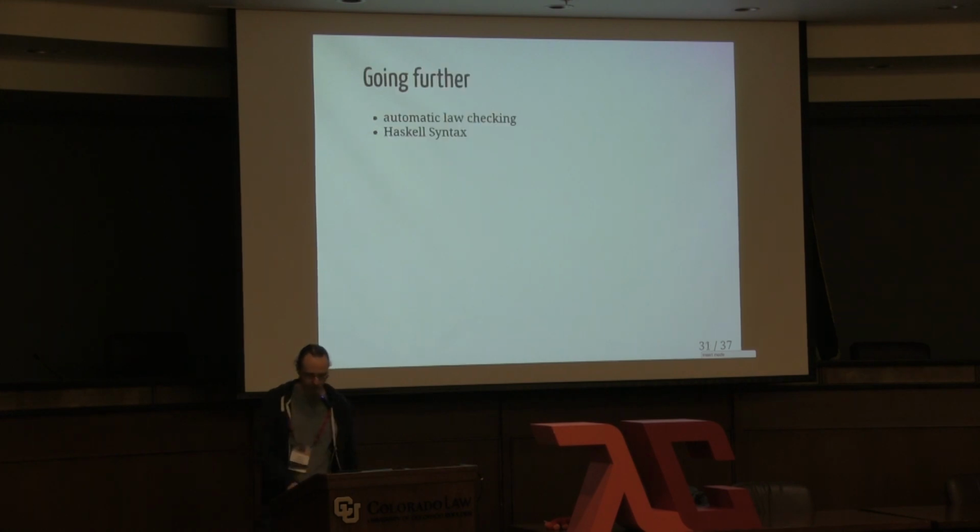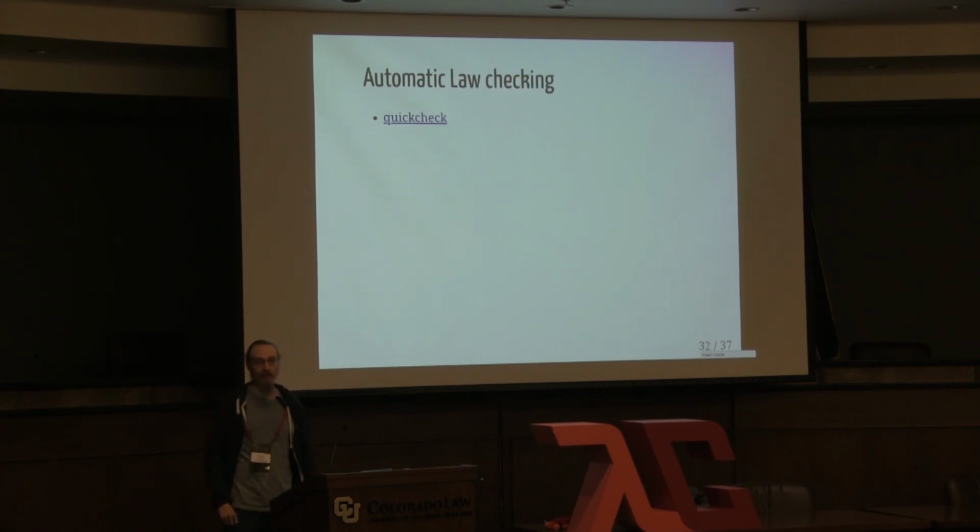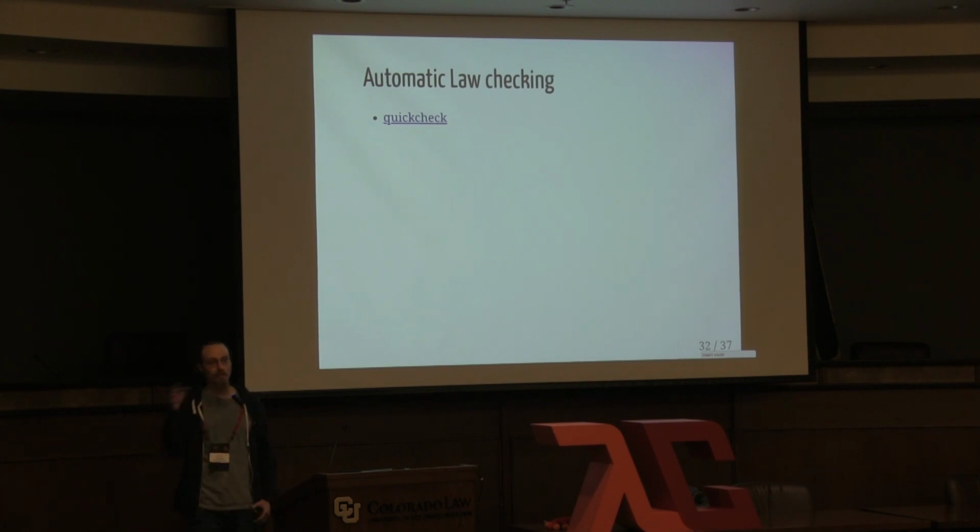So I mentioned the laws. There is actually the idea of having automated law checking. So you generate random values, you put them into the semigroup, you see what comes out, if it actually matches the laws you defined beforehand. Which is pretty convenient, because it's basically a one-liner for testing, does your stuff actually work how it's supposed to?